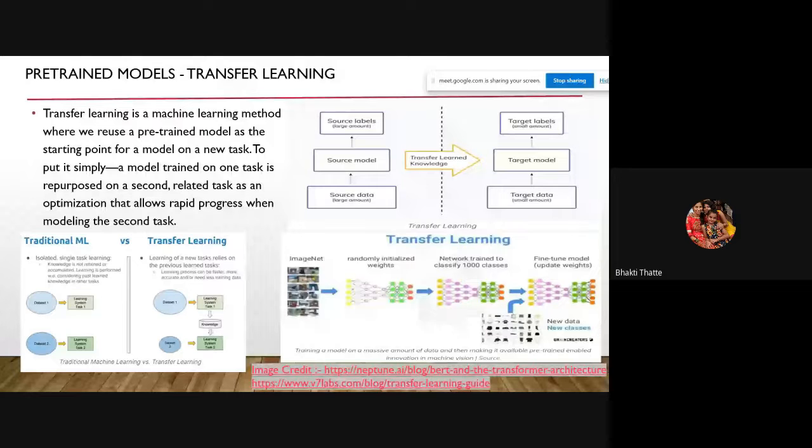Coming to the definition, transfer learning is a machine learning method where we reuse a pre-trained model as the starting point of the model on a new task. A real-life analogy is professors who come with their degrees and their knowledge. When they teach students, they transfer that learning to the students, and from there the students take the knowledge and develop themselves. This is what pre-trained models and transfer learning are.